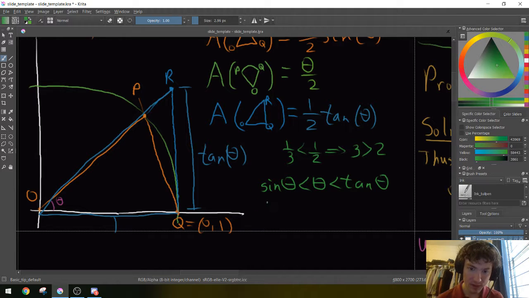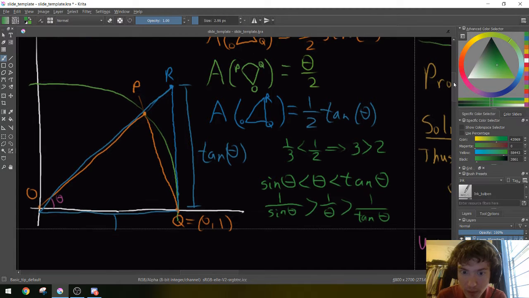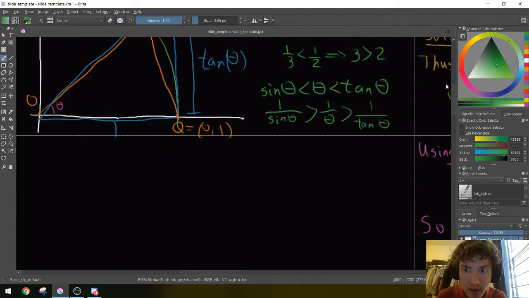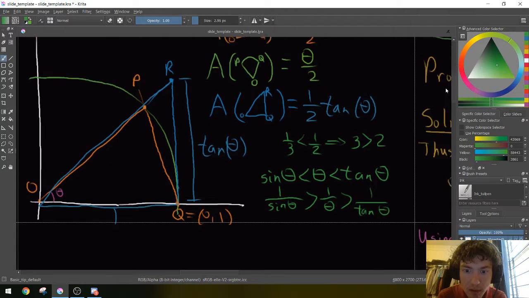Okay, so let's invert all of these. 1 over sine theta is less than 1 over... Oh, I said I was going to do it, and then I didn't. It's greater than 1 over theta is greater than 1 over tan theta. Okay. Okay, so we're trying to... Let's see. Did I just get myself confused? What are we trying to do again?